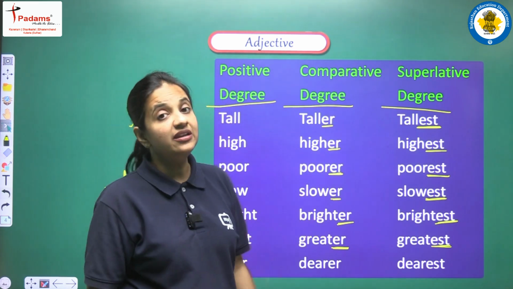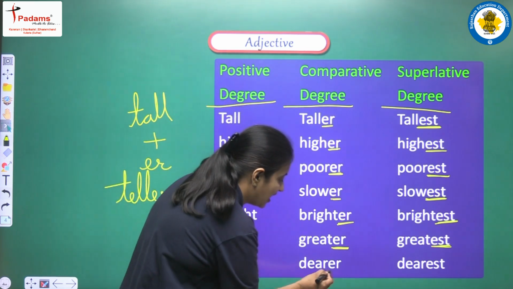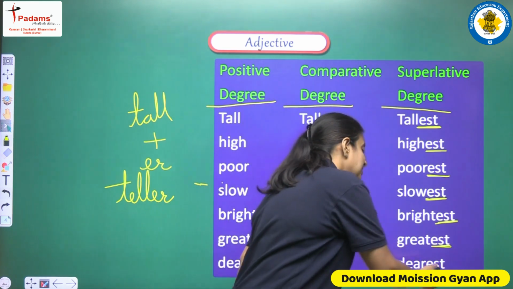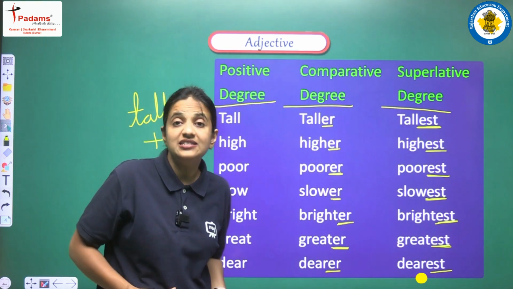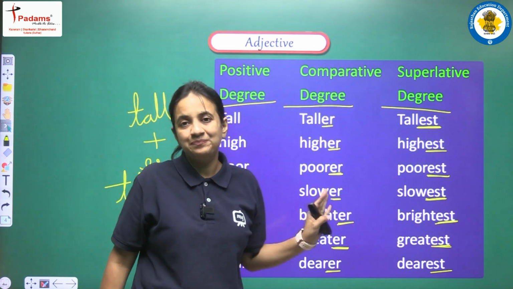Next we are having dear. So again dear is a positive degree. So yes, we are adding er, it will be dearer, and we are adding est, it will be dearest, to make comparative and superlative respectively.